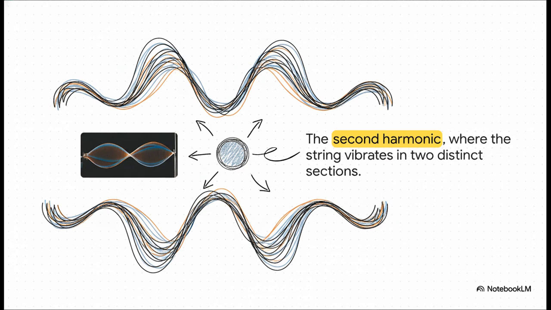This is what we call the second harmonic. It's the second resonant frequency for this string. See how it's vibrating in two clear sections? And right there, in the dead center, is a point that isn't moving at all. That's a node, a spot of perfect destructive interference.